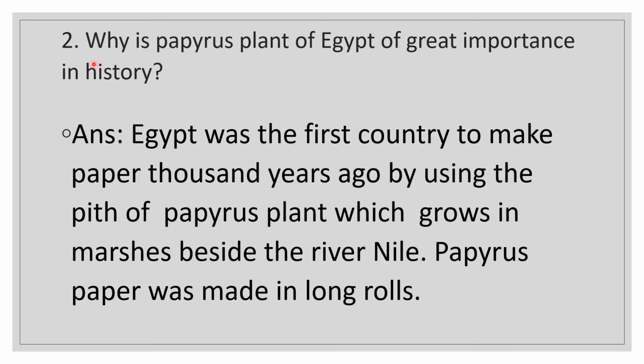Next question is, why is the papyrus plant of Egypt of great importance in history? So Egypt was the first country to make paper 1,000 years ago by using the pith of the papyrus plant, which grew in the marshes beside the river Nile. Papyrus paper was made in long rolls. So this is why Egypt is important, because 1,000 years ago these were the first men who had started making paper. So that is why Egypt has a very important role in the history of paper making.